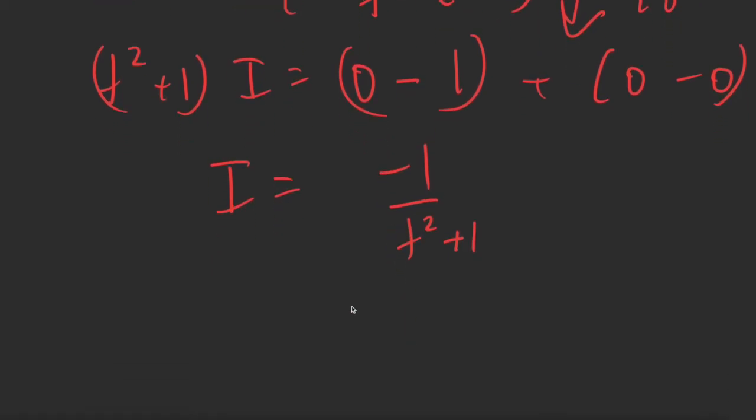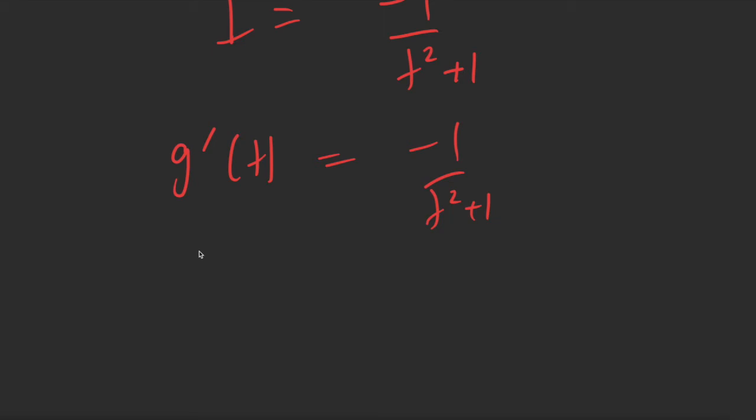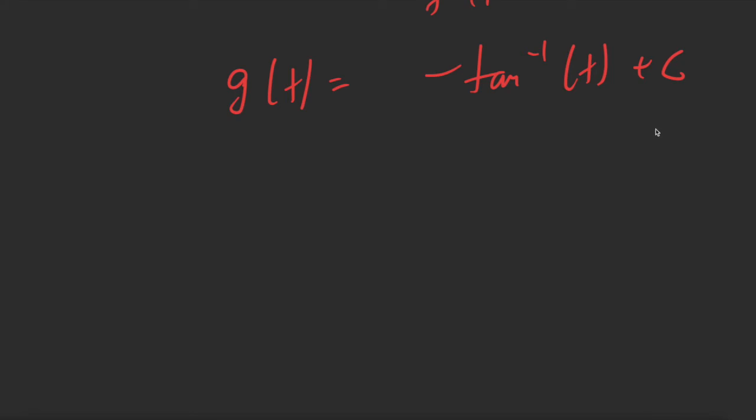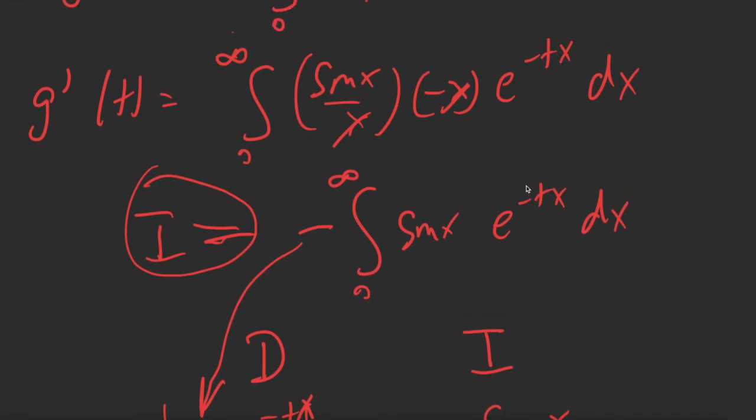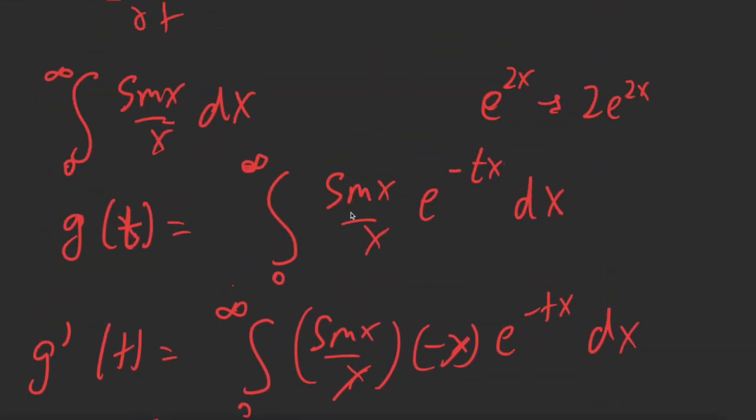plus 1, and we have I is equal to g prime of t is equal to minus 1 by t square plus 1. So if you take the antiderivative of this, which is a very easy function to anti-differentiate, we get g of t is equal to minus tan inverse of t plus c. Now we don't know what this c is, so if we get the c, we get the answer by putting t is equal to 0, because if we put t is equal to 0 over here, we get sin x by x dx.